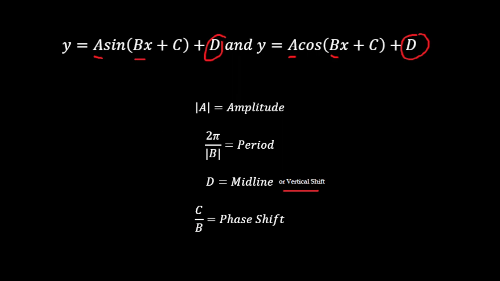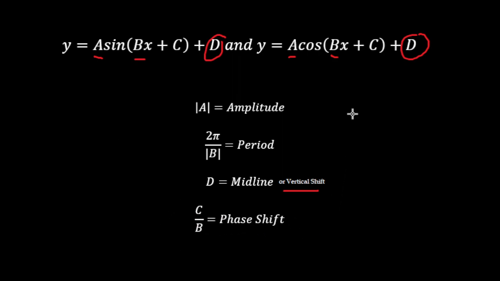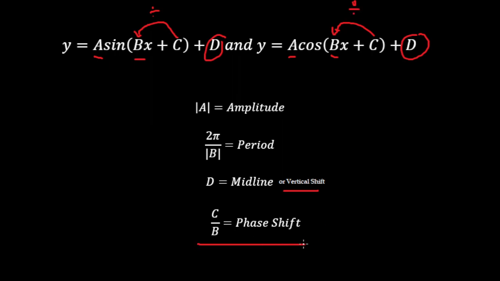And c over b will be the phase shift. This one, ito yon. Pag divide mo to each other, so that will be the phase shift of the function. Now, let us have an example.